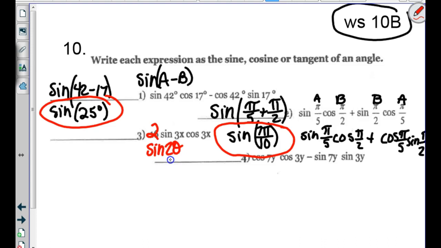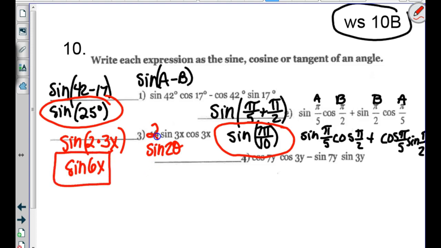It's sine of 2 theta. It's a double angle, right? Anybody spotting it? Yeah, I got it. Okay, but what is theta? 3x. So it's going to be the sine of 2 times 3x, or the sine of 6x.